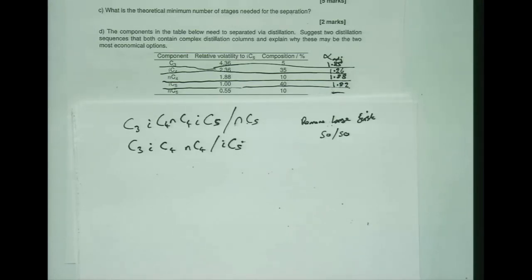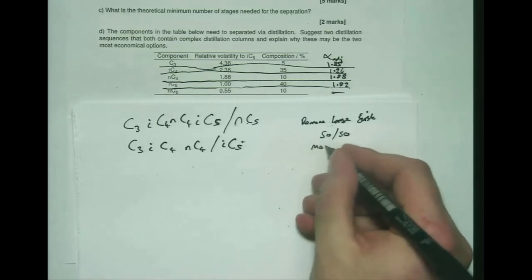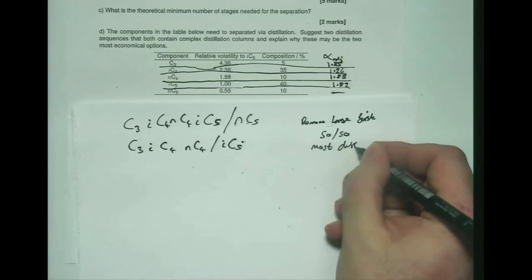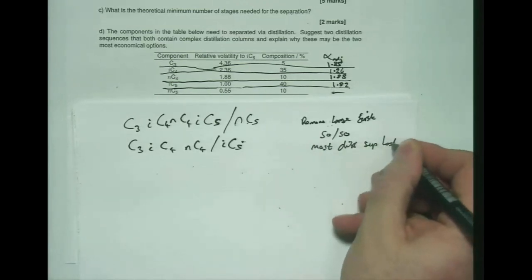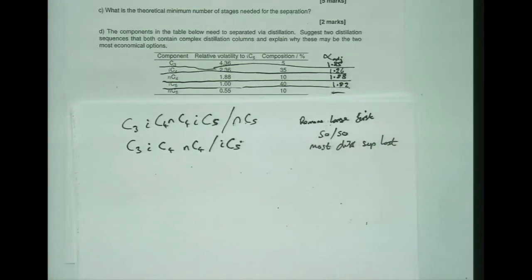And we've not separated our 1.26 yet, which is our most difficult separation. So we're leaving our most difficult separation to the end. So we've got three of our heuristics there showing us that this might be a very promising sequence. The only one that it goes against is favour the direct sequence. Okay?